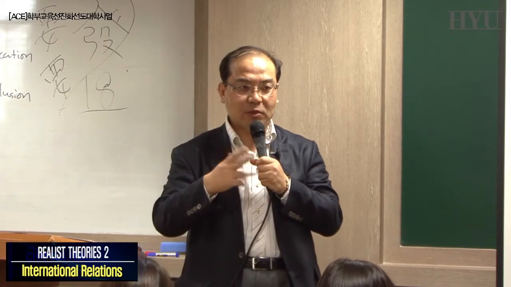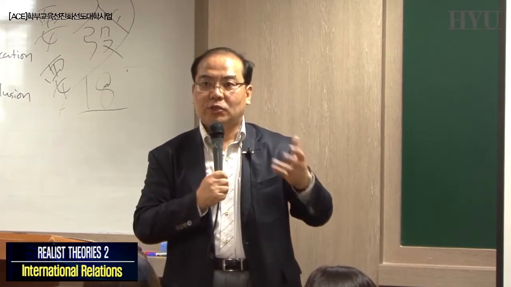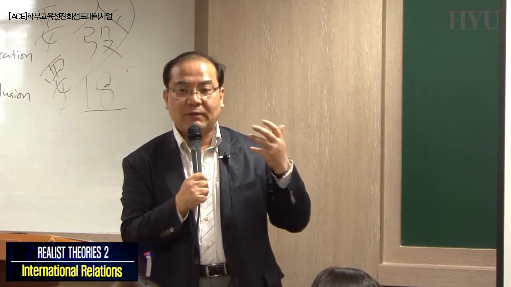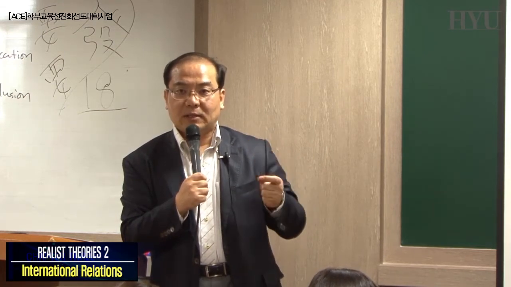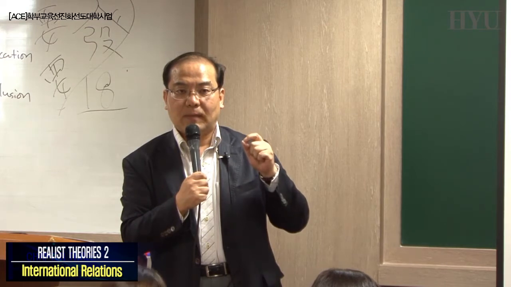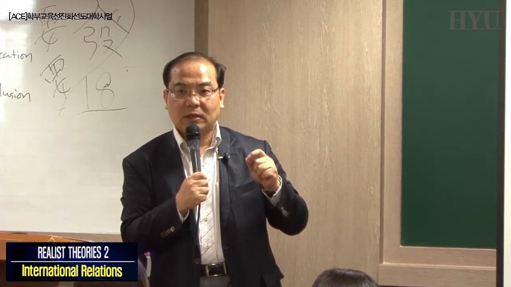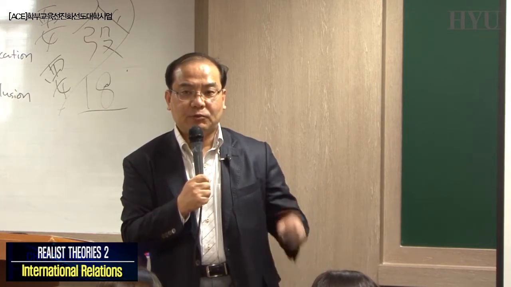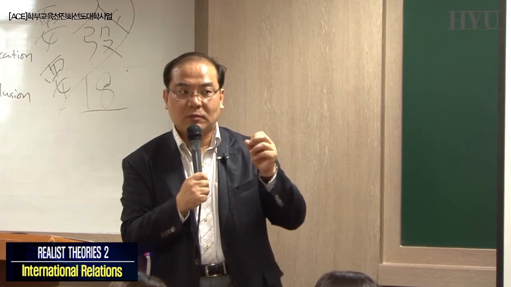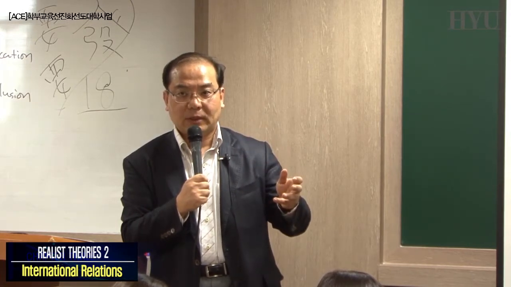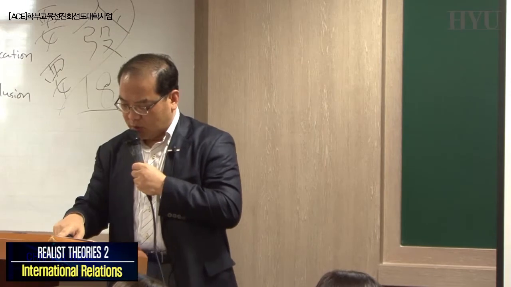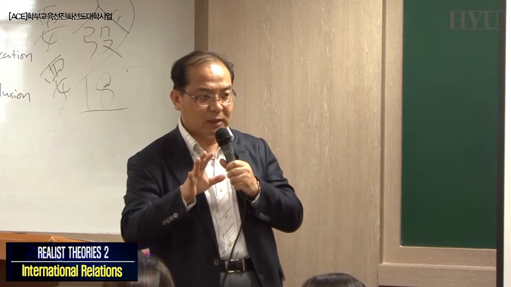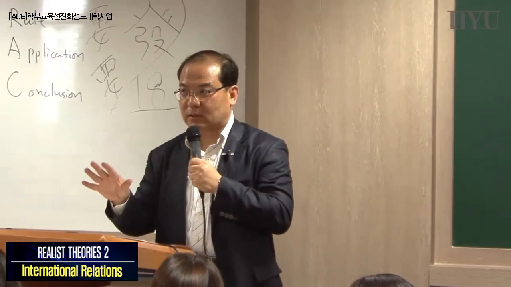Classical realism is much richer and more diverse. Classical realism is about, among other things, human nature. It is driven from some assumption about human nature. It is also about, according to the textbook, geography, political will, diplomacy. These are all major concepts of classical realism.